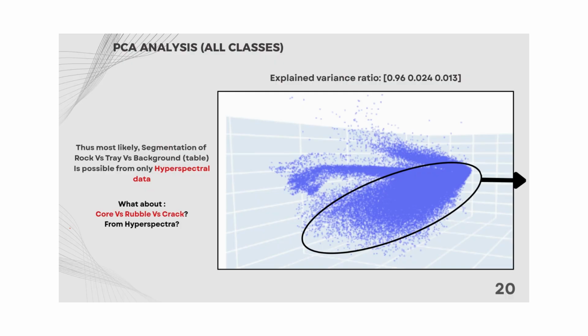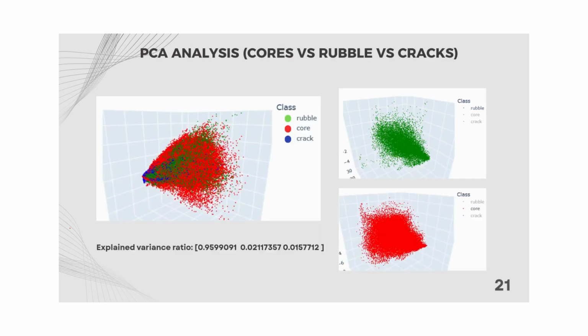But what about segmenting cores from rubble, from cracks, just using the hyperspectral data? And so we did a PCA analysis on the middle cluster, and we saw that it was very clustered and very jumbled about. And so performing classification on these three classes was not straightforward and difficult, thus opening the door for a new area of research.